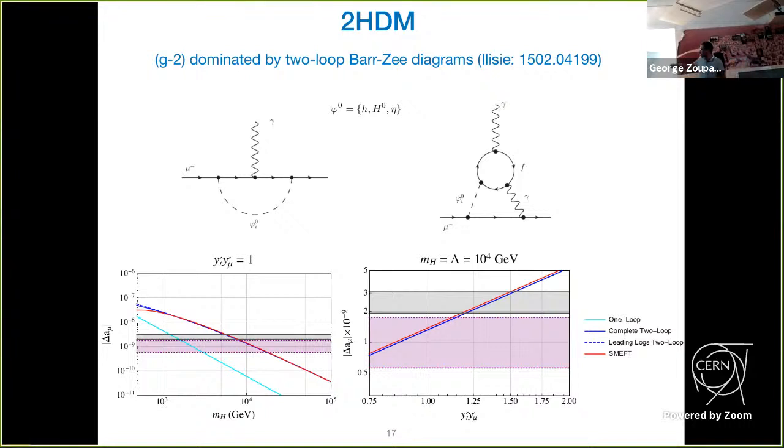And then the blue line is the complete model calculation. So what we're seeing here is that for heavy scales, this MEFT running is able to catch the leading log behavior and reproduce the same result as the full theory. This is in two cases. One is just fixing the coupling and changing the mass, and the other one is fixing the heavy mass to 10 to the 4 GeV, and then changing the couplings around one. So this MEFT is able to reproduce this one.